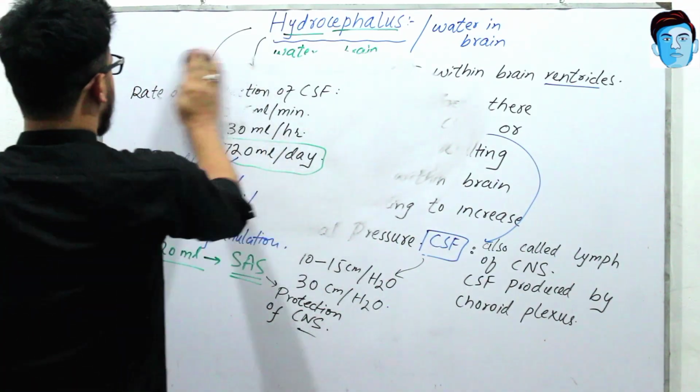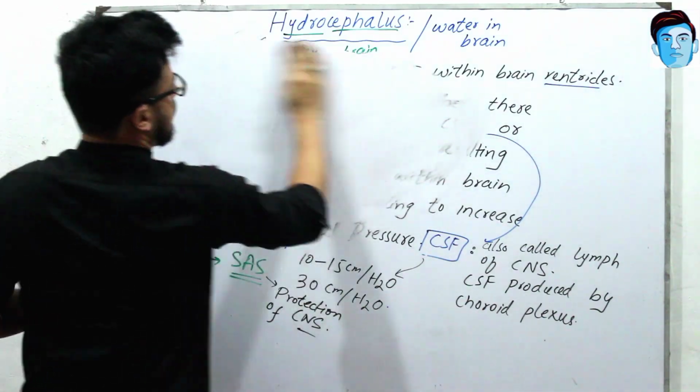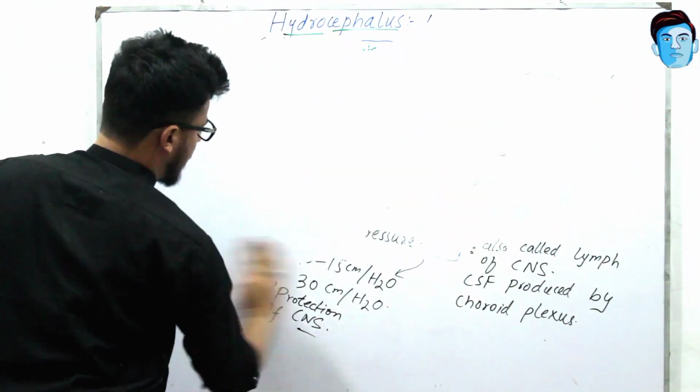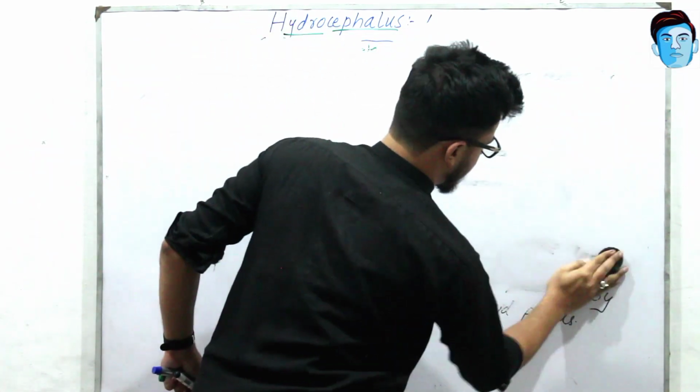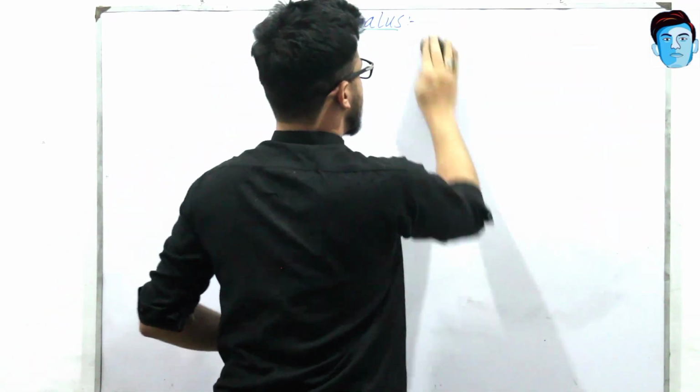Now we will be discussing the flow of CSF. CSF, cerebrospinal fluid, is produced by a bunch of capillaries termed the choroid plexus. Now, let's discuss the flow of CSF.